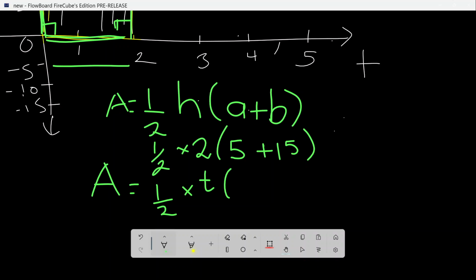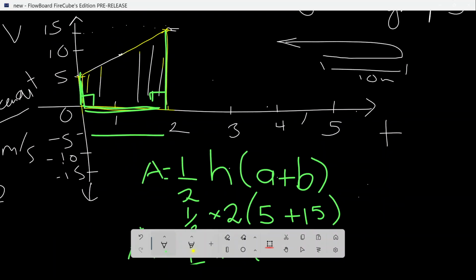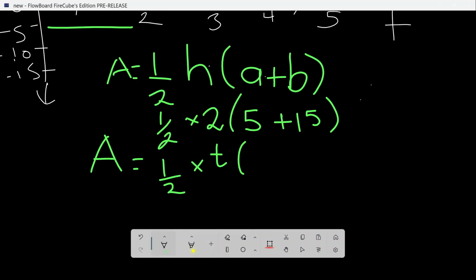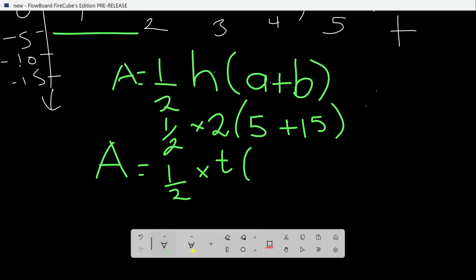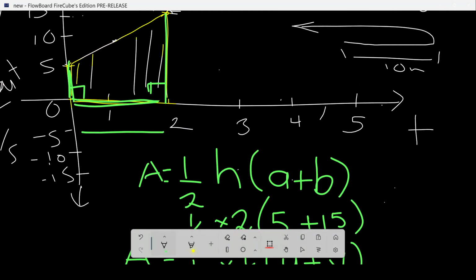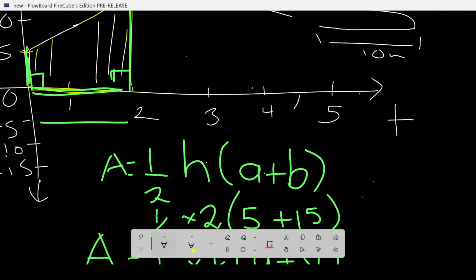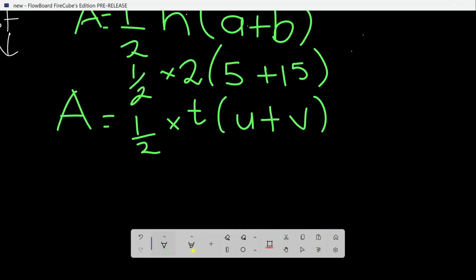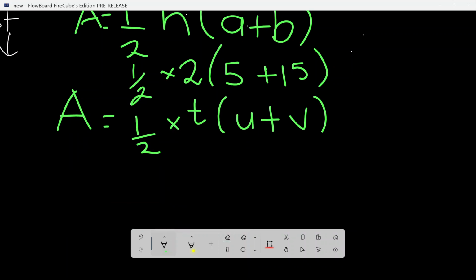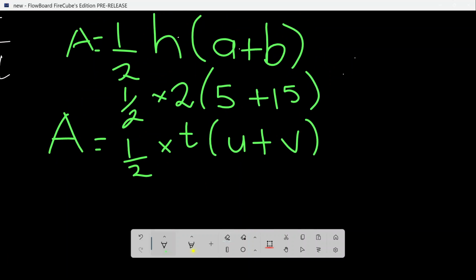Brackets. What's the 5? Let's go up and see. 5 is the speed at time 0, or the speed at the start. And the speed at the start, we have a name for that, initial velocity, which we're representing with a u. And then the 15 is just the speed at the end of the 2 second time period, which you can see right there. So we've got that the area is a half times the time, brackets u plus v. And we've said already that the area underneath this graph represents the displacement of the object.